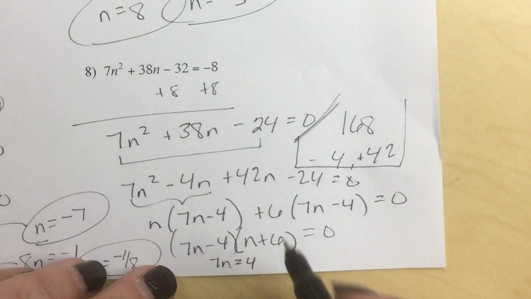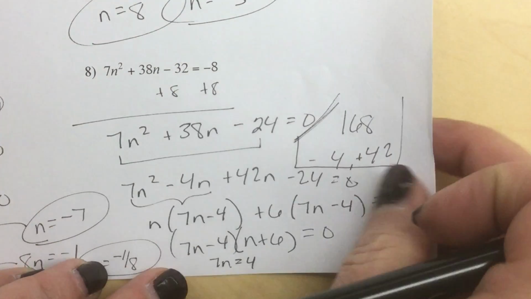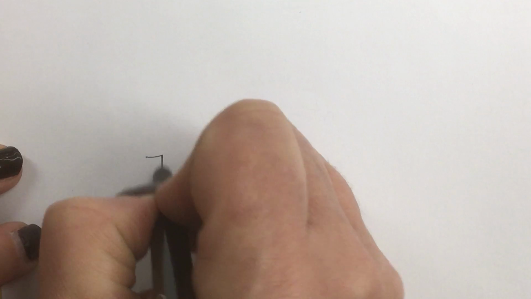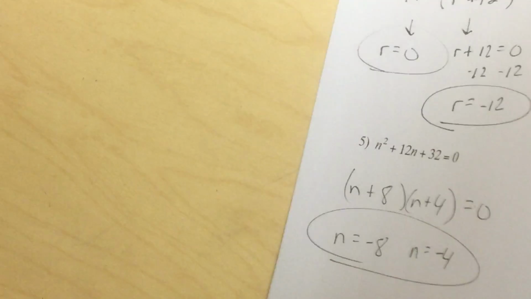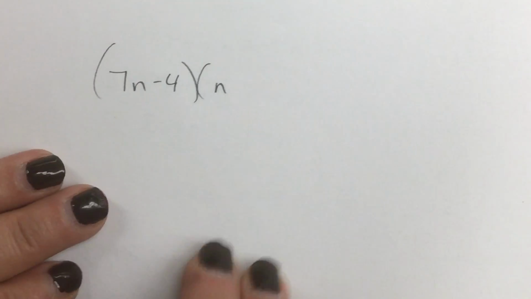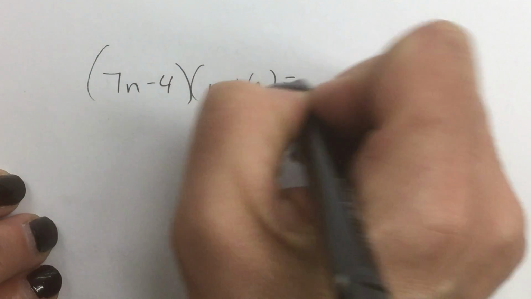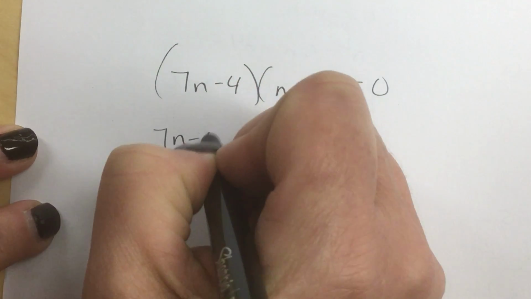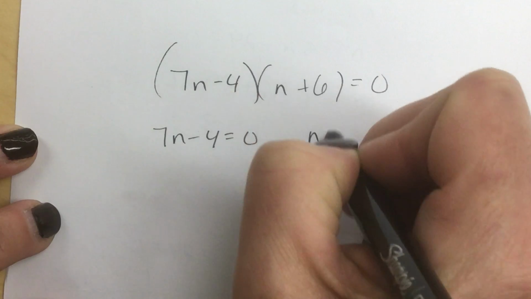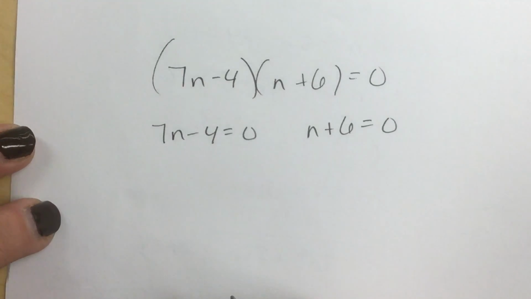Okay? So then, let me write this on the back. So you have 7n minus 4, and was it n plus 6? N plus 6. Okay, so what you're really doing is you're saying either 7n minus 4 is equal to 0, or n plus 6 is equal to 0.